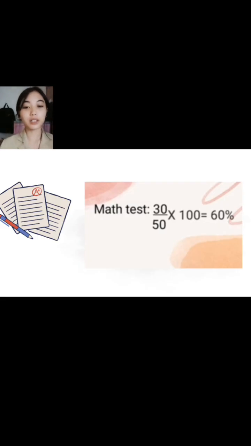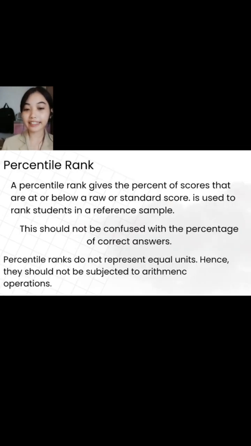Let's move on to the percentile ranks. A percentile rank gives the percent of scores that are at or below a raw or standard score. It is used to rank students in a reference sample. So note that percentage score and percentile rank are different from each other. In percentile rank, we can determine the rank of the student based on his or her score and compare the rank to other students who also took the test.